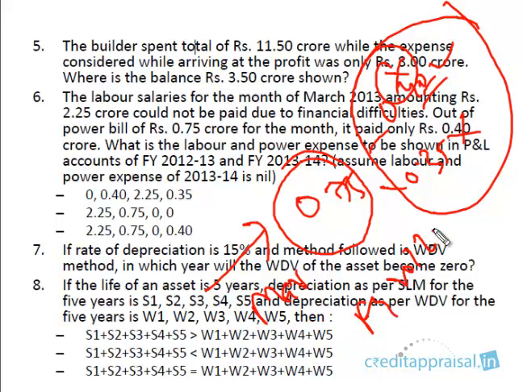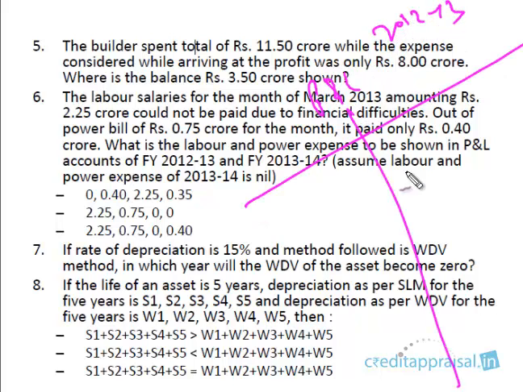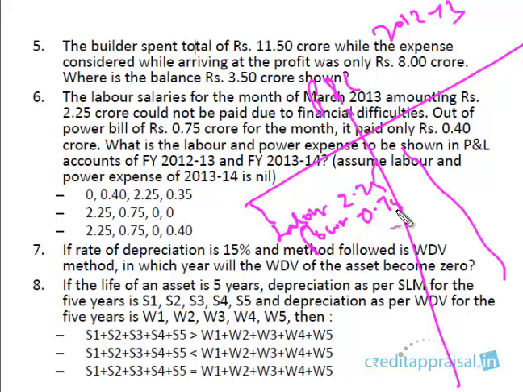So the answer to this question is in the P&L account. In the P&L account of 2012-13, you are going to show sales and various expenses, and when you come to labor you have to show 2.25. When it comes to power you have to show 0.75, not 0.4 and not 0.